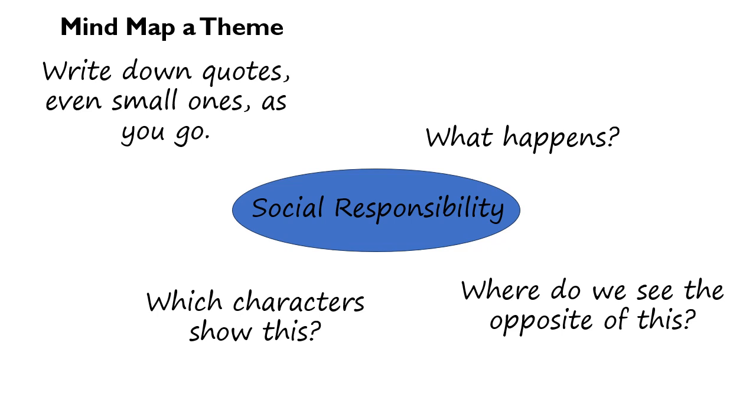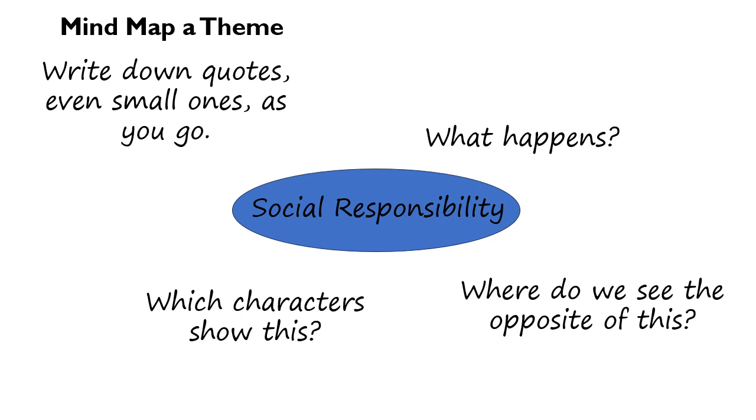So for social responsibility, for example, what happens? What are the events? What do the characters do? What do they say? And then after that, we can talk about why they're important. Which characters are the most important to talk about if we're talking about social responsibility? The question might have given you one or more, but can you talk about other characters as well? Where do we see the opposite of this?